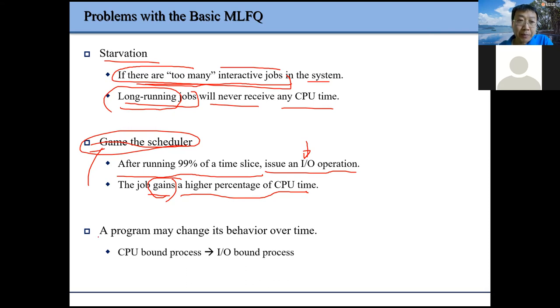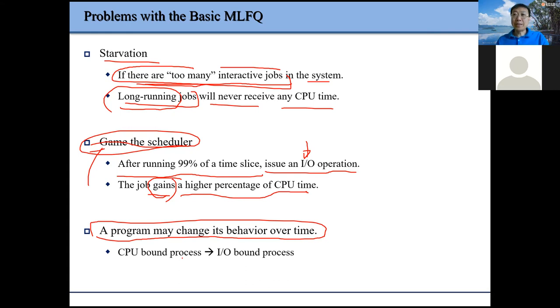Another issue is that a program may change its behavior over time. For example, in the beginning we may need to load some data, then we do computation, then after that we do IO again because we process data. We load and collect a lot of data, then after a while we do computation. During this period, we may totally change our behavior.